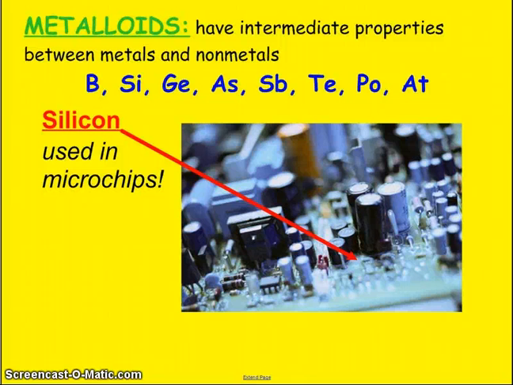Silicon, for example, if I hit it with a hammer, it shatters, a very non-metal quality, but yet it is an excellent conductor, which is a metal quality.